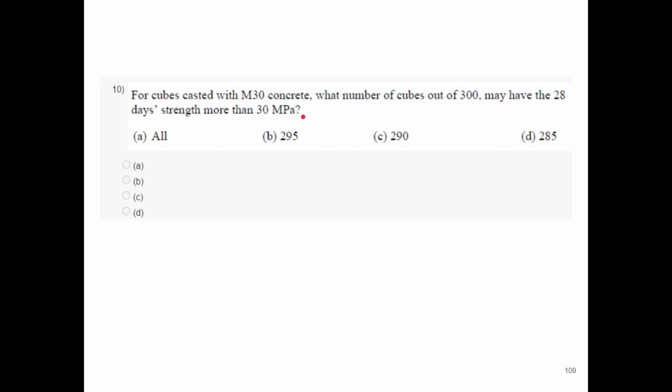At least 95% should have more than 30 megapascal, as per the characteristic compressive strength definition provided by IS-456. If you see 95% of 300, it will be 285. So for cubes of M30 concrete, 285 out of 300 may have the 28 day strength more than 30 megapascal. So D is the correct option basically.